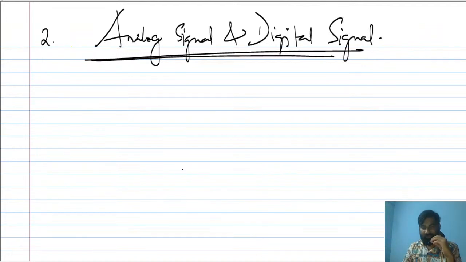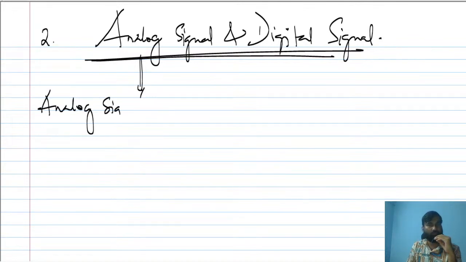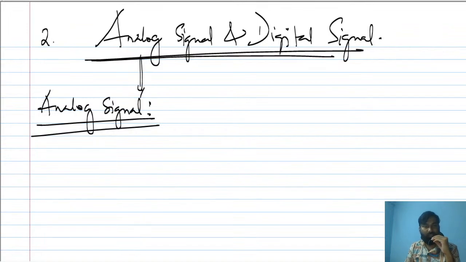Okay, so what is analog? That is my question. What is the meaning of analog? Let us define analog. If somebody asks you what is analog, your definition: analog is nothing but a continuous time signal. Keep in mind, analog is continuous time. Already we have defined the meaning of continuous.